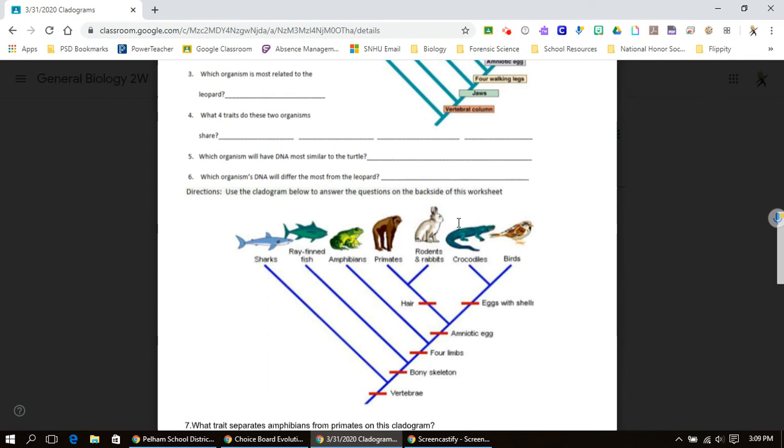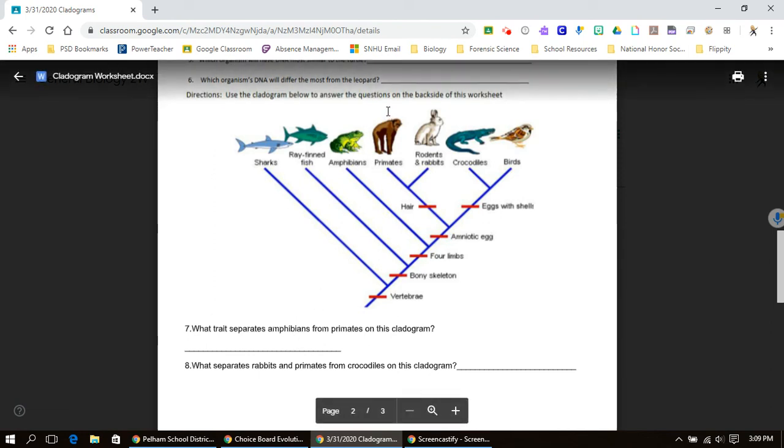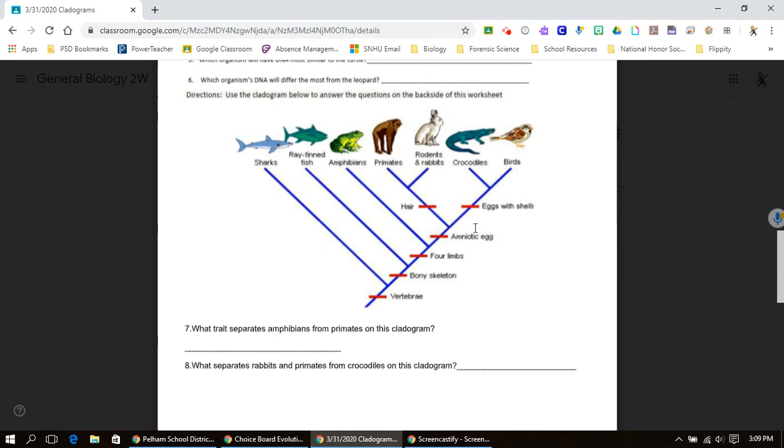This one is basically the same thing. It's just structured just a little bit differently. So here we have vertebrae up here, and we get sharks, rayfish, amphibians, primates, rodents and rabbits, crocodiles, and birds. So this is just saying what trait separates the amphibians from the primates. So come between the primate and the amphibian and go all the way down, and there's the trait that separates the two of them.